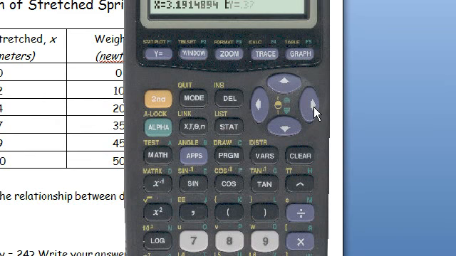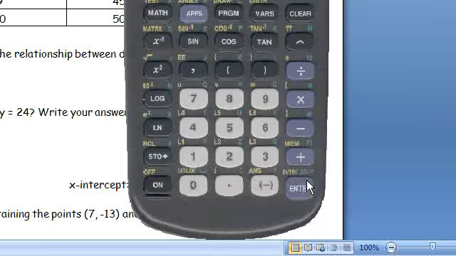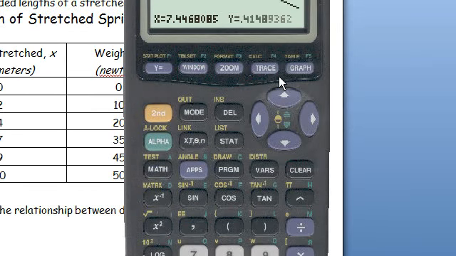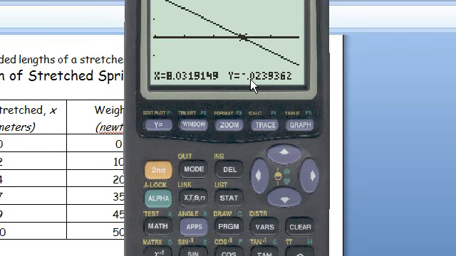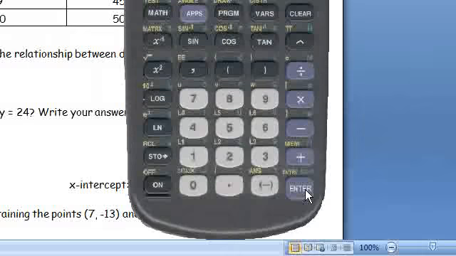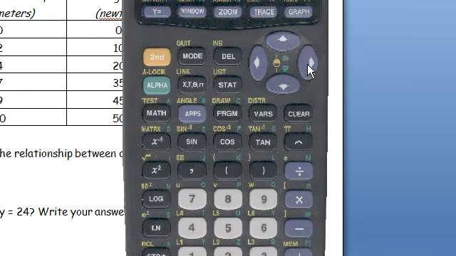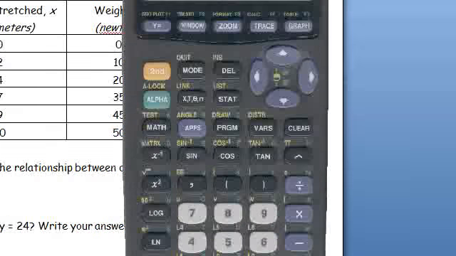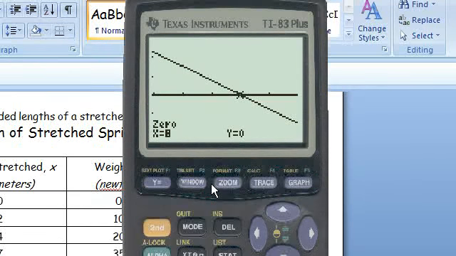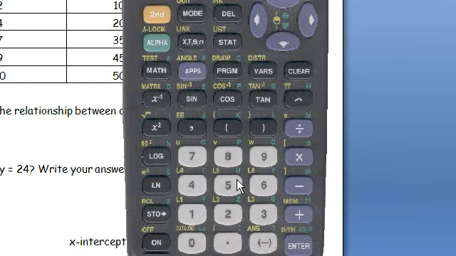And so let's see if we can get a close look right here. And if we trace along that line, y equals 0, x basically equals 8. And if you want, you can even go calculate 0. Left bound to the left of the 0, we hit enter. To the right of the 0, we hit enter. And the calculator automatically calculates that x equals 8 when y equals 0. So that would be the x-intercept.